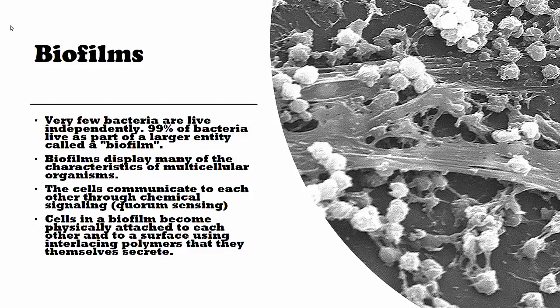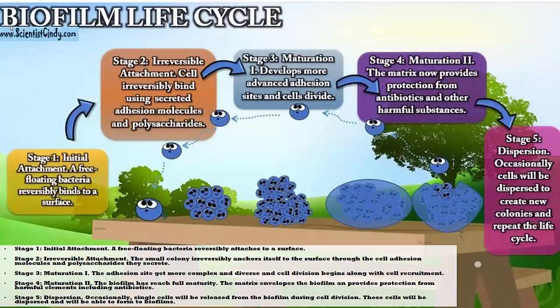Very few bacteria live independently. In fact, 99% of bacteria live as part of a larger entity called a biofilm. Biofilms display many of the characteristics of multicellular organisms. These cells communicate to each other through chemical signaling called quorum sensing. Cells in a biofilm become physically attached to each other and to a surface using interlacing polymers that they themselves secrete.